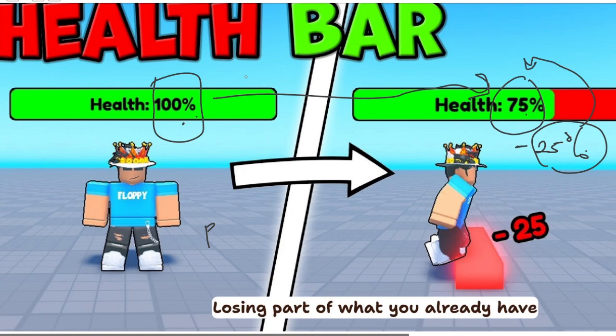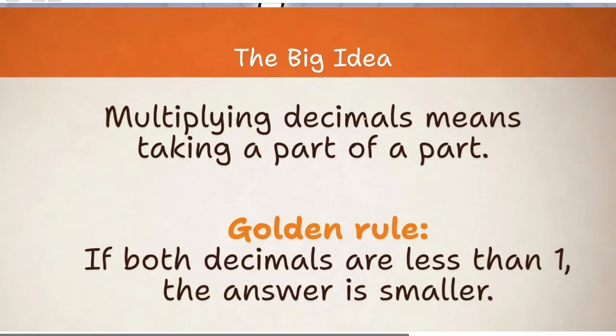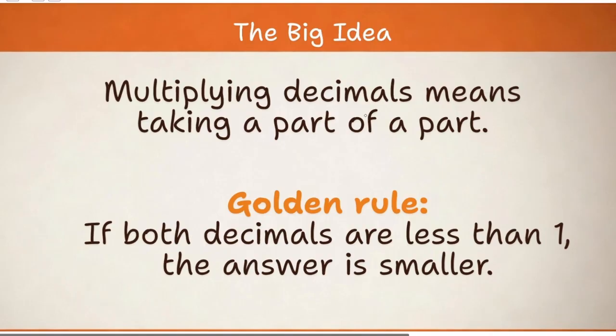So 75% is the same thing as 75 hundredths, and when you now lose another part, that means you are multiplying it by 25 hundredths. So losing part of what you already have, that is what decimal multiplication is all about. The big idea is that multiplying decimals means taking a part of a part.